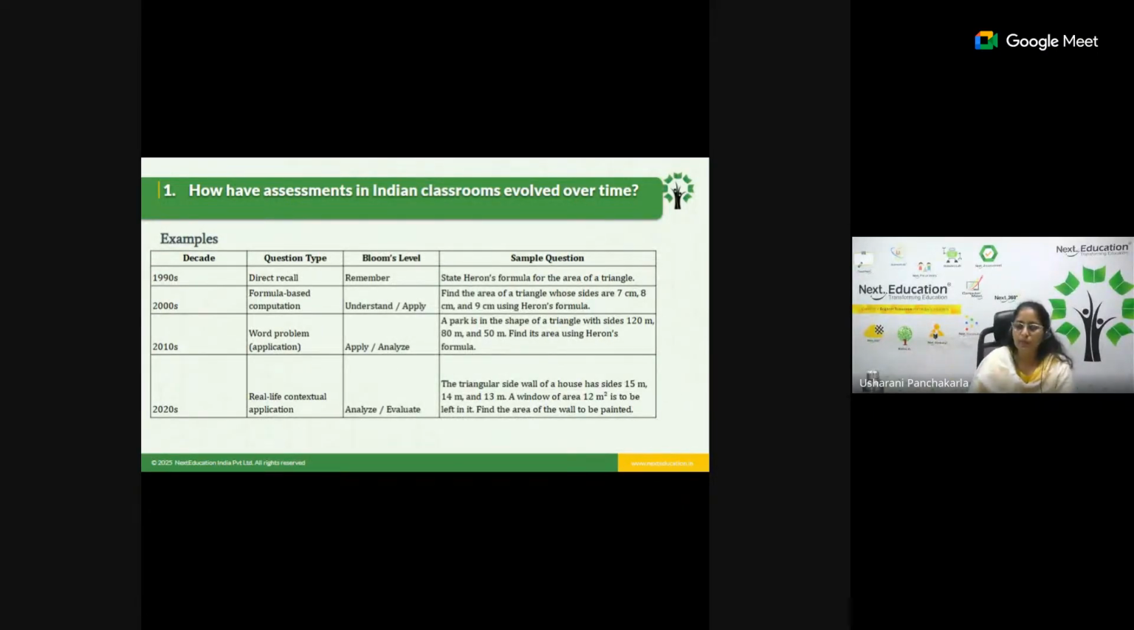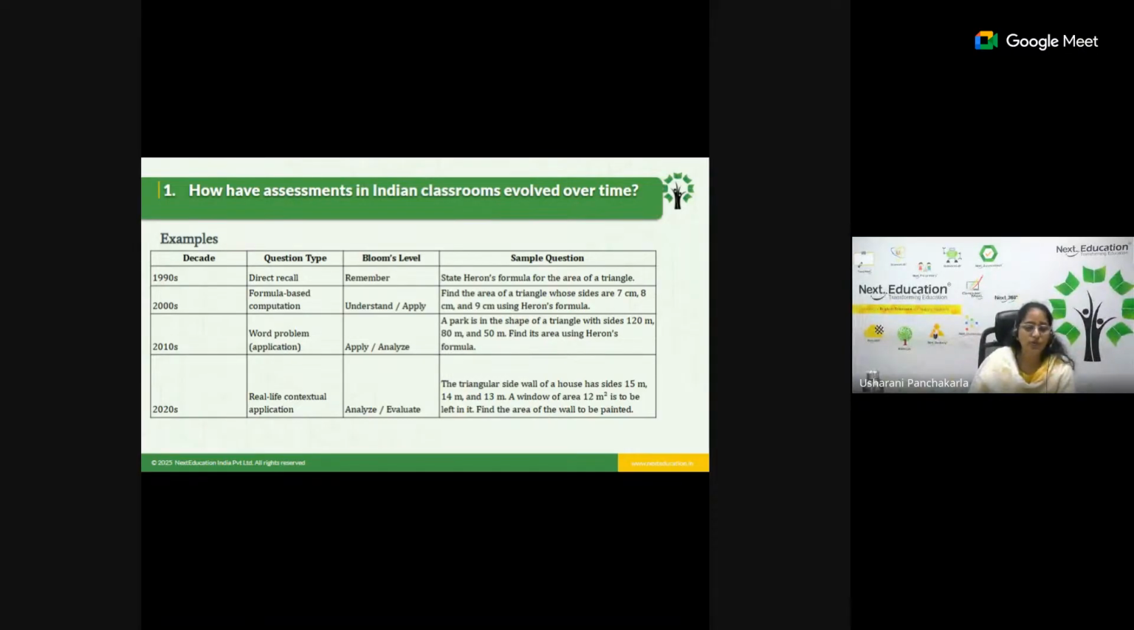This is one example taken from science, and this is one more example which I have taken from math. So here in the 1990s, you can see direct recall-based questions, which is the remembering level of Bloom's taxonomy. The question being asked is: state Heron's formula for the area of a triangle. Now coming to the 2000s, formula-based computation, where the understanding and applying level comes into the picture. Find the area of a triangle whose sides are so and so. This is problem solving, which is straightforward, given in the textbook even.